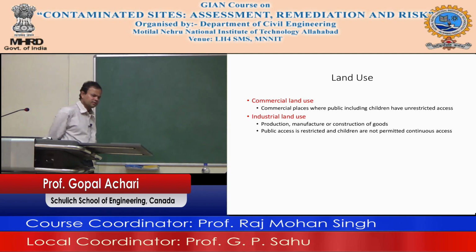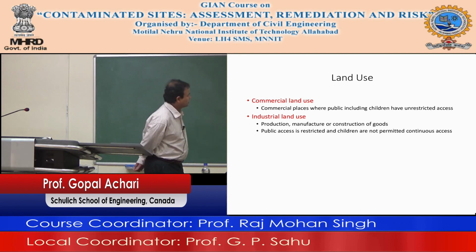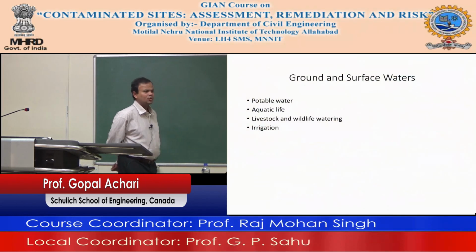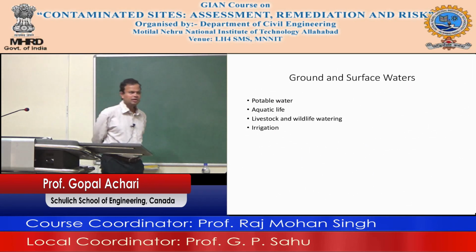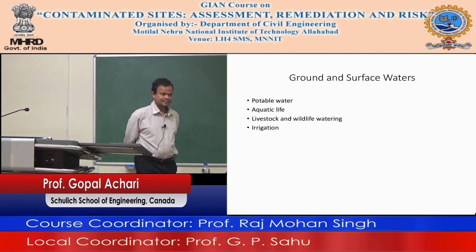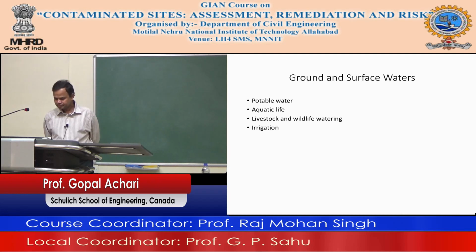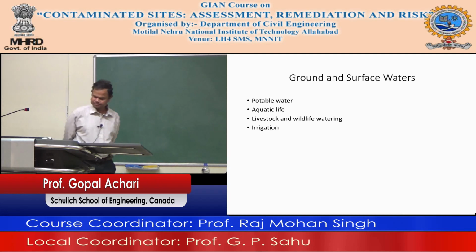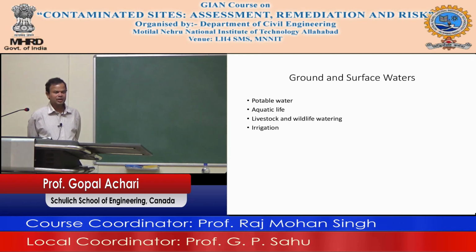So on the water side of things, there are different categories as well. There is drinking water or potable water. There is aquatic water, which is water in rivers and lakes. There is livestock and wildlife watering, or water which is used for livestock, and irrigation water. Okay, water used for irrigation of crops. All right. So there are different criteria, and you have to also look.